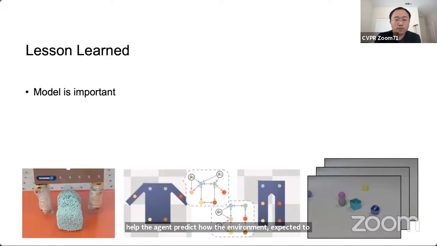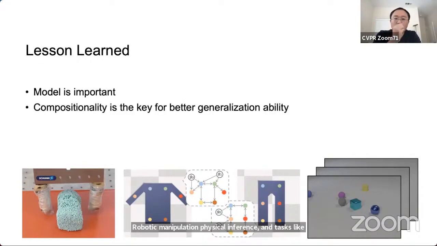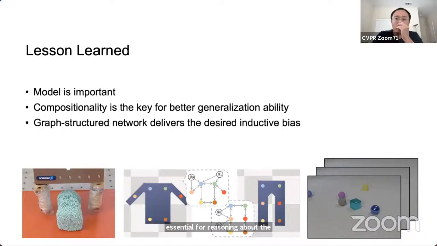It can be a critical component of the pipeline in robotic manipulation, physical inference, and tasks like visual question answering. Within the model, compositionality is key for better generalization and is essential for reasoning about the complicated environment around us. And graph structured networks are a natural choice that delivers the desired inductive bias for learning.